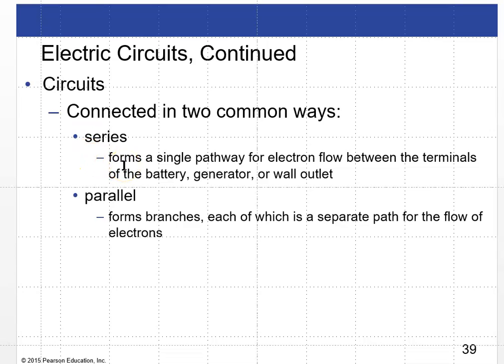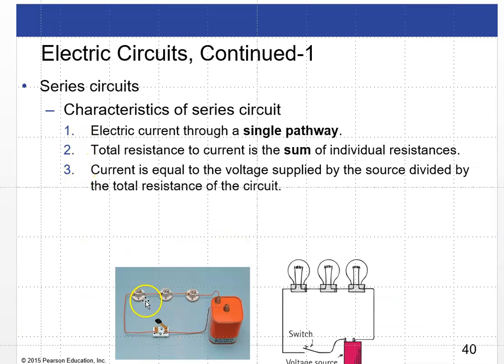One is a series circuit. A series circuit means that there's only one path for the electrons to flow between the terminals of the battery, generator, or wall outlet, and all of the current is in that same path. In a parallel circuit, there are branches, each of which is a separate path for the flow of current or the flow of electrons. Now, series circuits look like what I call a daisy chain. You can see that there's only one path.